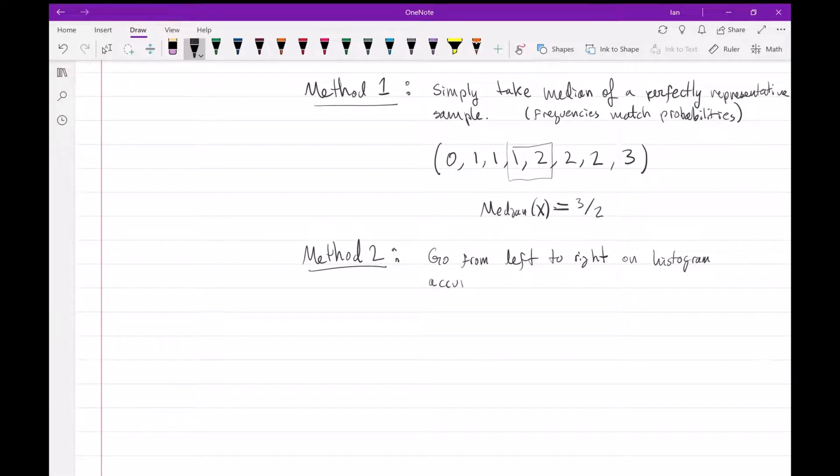Accumulating area. Essentially just add up the area of the successive rectangles from left to right until one of two possible outcomes happens. Until, 1, you hit 50% exactly. So you hit 1/2 exactly. If that happens, then you essentially have two middle outcomes and you take the average.